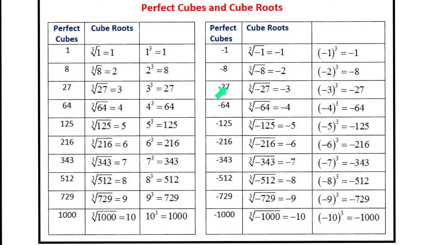If I have a negative 8, that's also a perfect cube, so that when I take the cube root of negative 8, it's equal to negative 2. And we can check this cube root operation by going backwards and saying, what's negative 2 to the power of 3? Right, that's negative times negative times negative. That's going to end up with a negative, and 2 times 2 times 2 is 8.